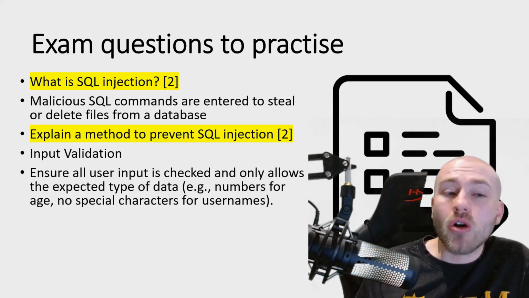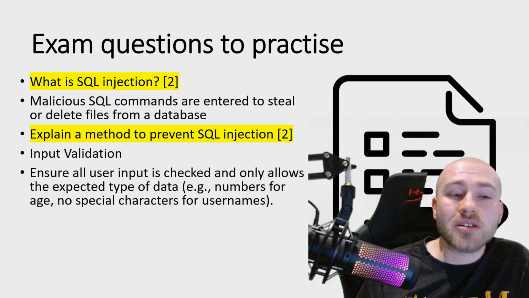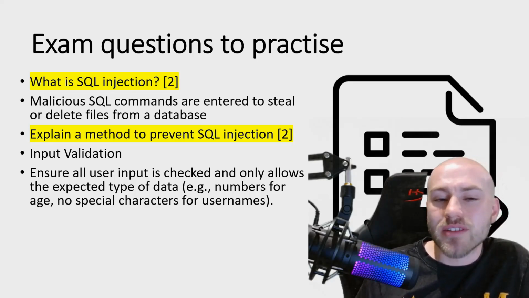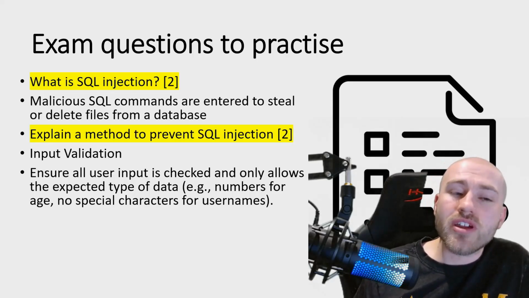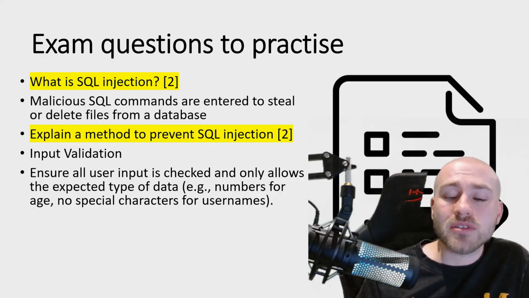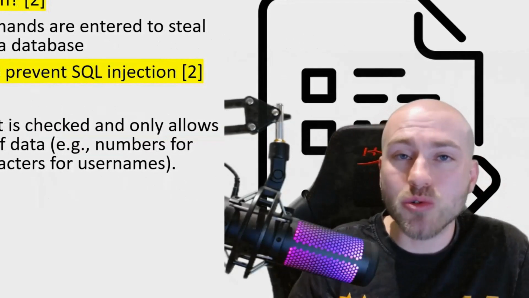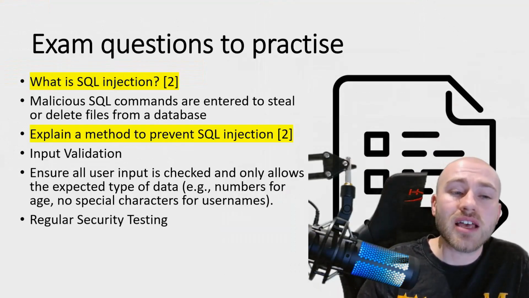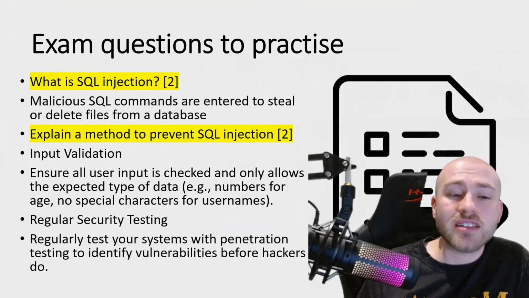It's where we ensure all user input is checked and it only allows the expected type of data. And I've given a little example there as well. Numbers for age, no special characters for usernames. That would have been enough for the 2 marks, but you also could have gone for regular security testing. So you could use penetration testing to identify any vulnerabilities before the hackers do.